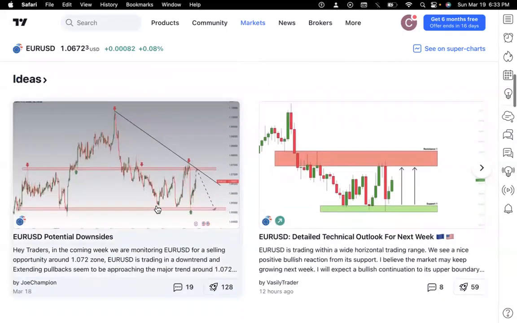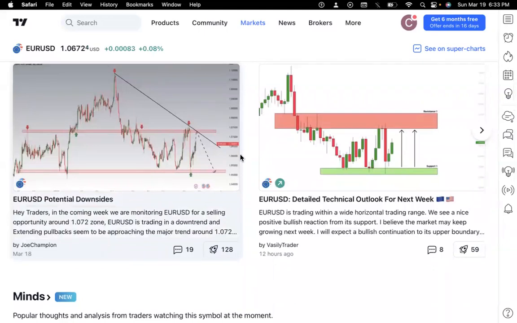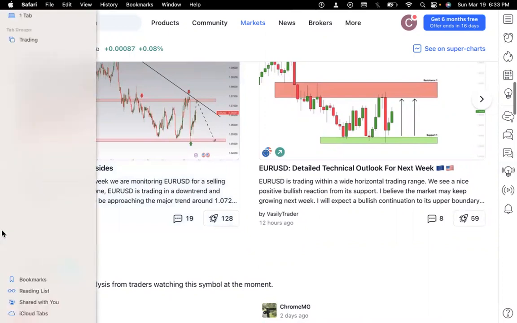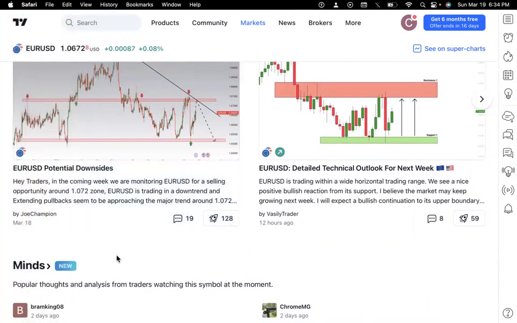Now, we also have these trade ideas specifically for Euro USD. If you don't want to be going all over the world, or you can't remember what I said earlier, you know which currency pair you like to trade. Now you can get some ideas directly from here. So this person, Joe Champion, who posts a lot, said, hey traders, in the coming week, we are monitoring Euro USD for a selling opportunity.